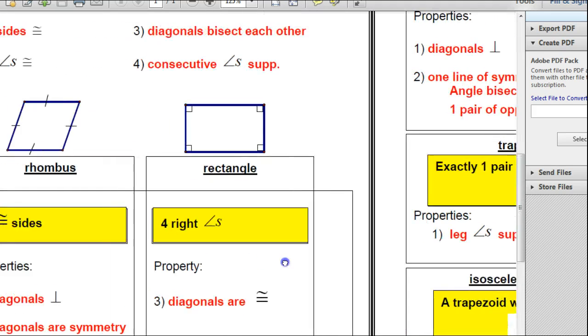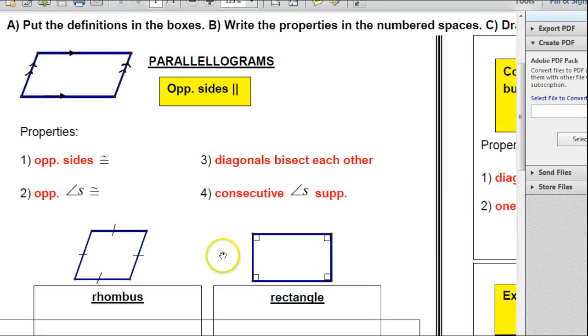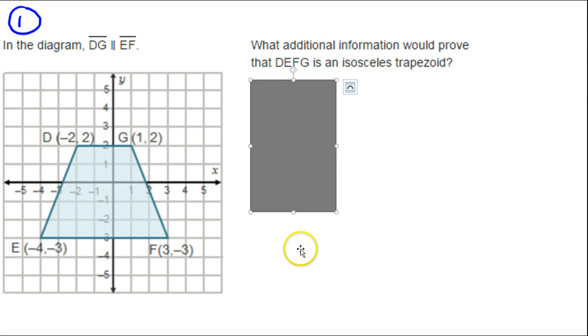So I've got some nice handy-dandy notes for each one of these shapes, and I'll refer back to them. Feel free to take notes so you can have these for yourself. Okay, let's take a look at the first problem.